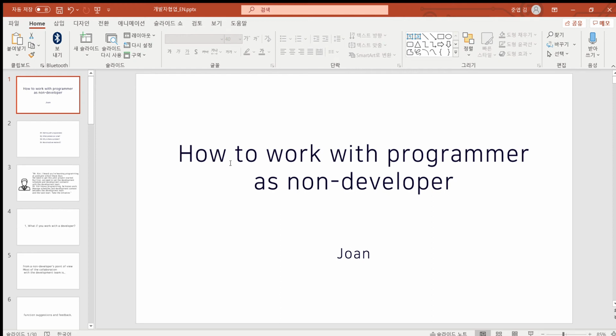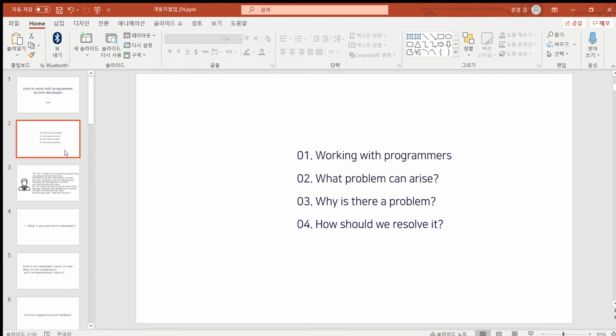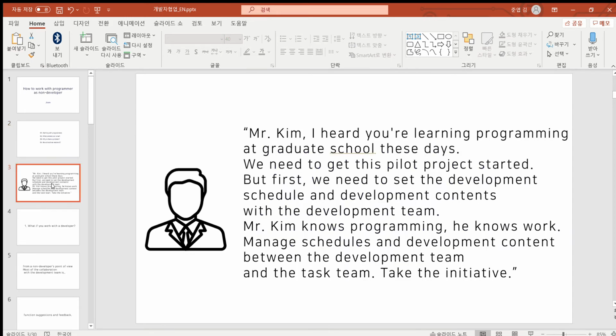Hi, today I'm going to talk about how to work with programmers as a non-developer. There will be four contents. The first will be working with programmers, then what problems can arise in that situation and why that is a problem, and lastly, how should we resolve it. So this is an example scenario of our problem.